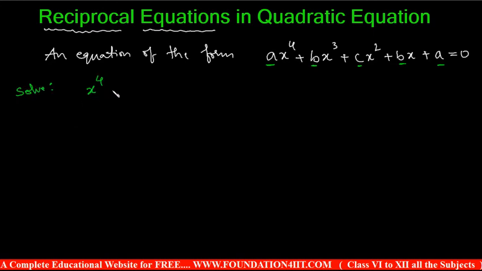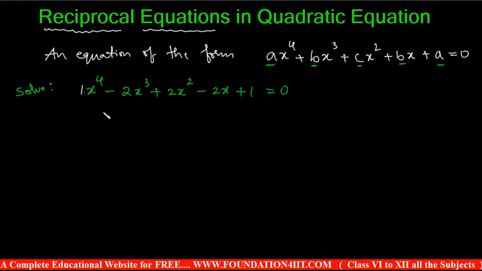Solve x^4 - 2x^3 + 2x^2 - 2x + 1 = 0. First of all, we should check whether it is a reciprocal equation or not. The x^4 coefficient is 1 and the constant is 1, and the x^3 coefficient and x coefficient are the same, -2 and -2, and the middle is different. Now we can continue directly. The first step is that we should divide the total equation by x^2, converting it into a quadratic equation type.